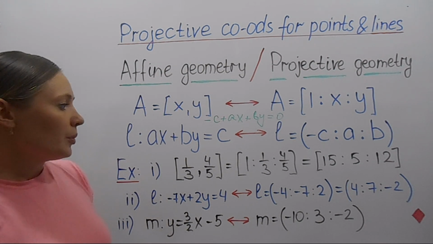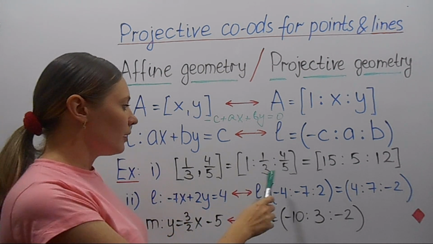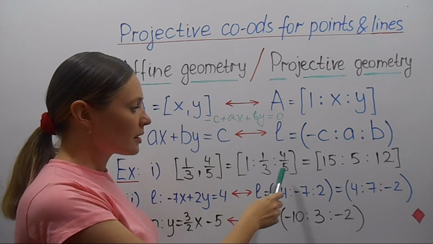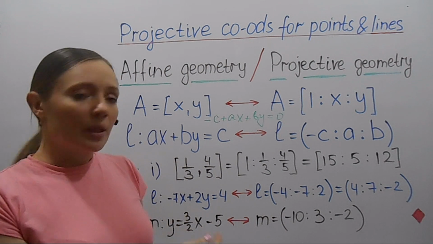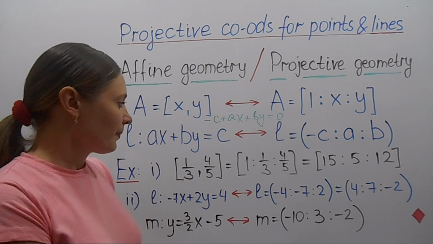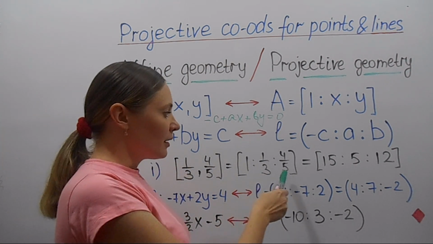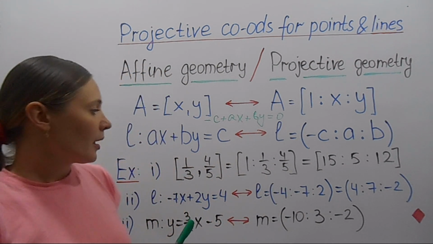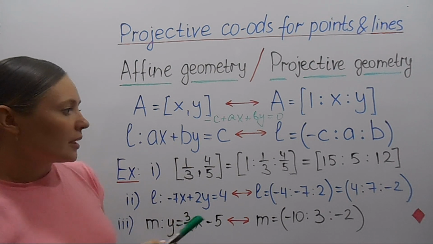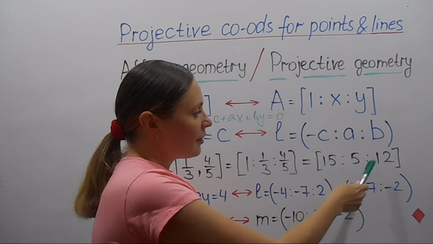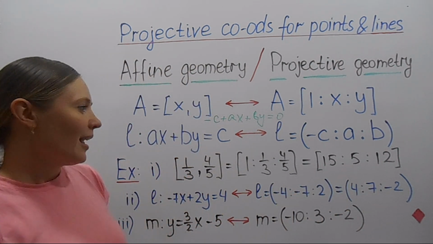In particular, we can multiply by a common multiple of the denominators here. So we can multiply by 15, essentially clearing these fractions. So we multiply all three entries by 15. We're going to get [15 to 5 to 12].